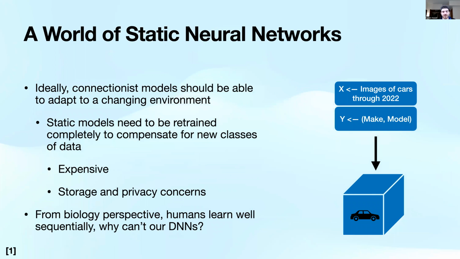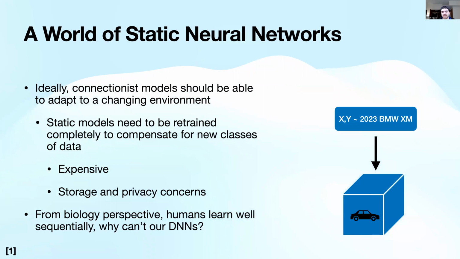Consider a deep neural network, which was trained in roughly 2022 to map images of cars to their make and model. Now, a couple months pass, and the model's value plummets because a 2023 BMW XM comes out, and the model was trained to be static. Now you have to retrain it on all of the data again, which is expensive in both cost and storage.